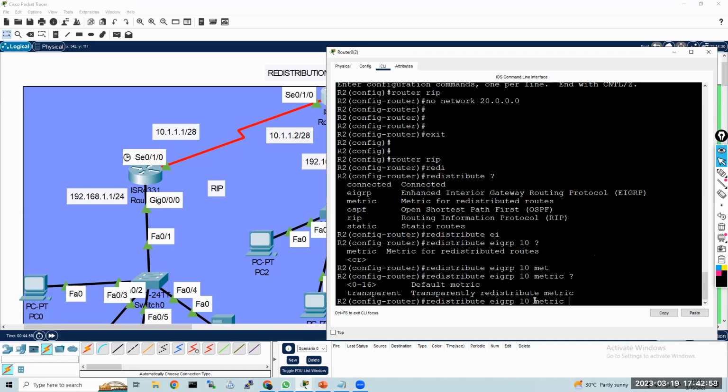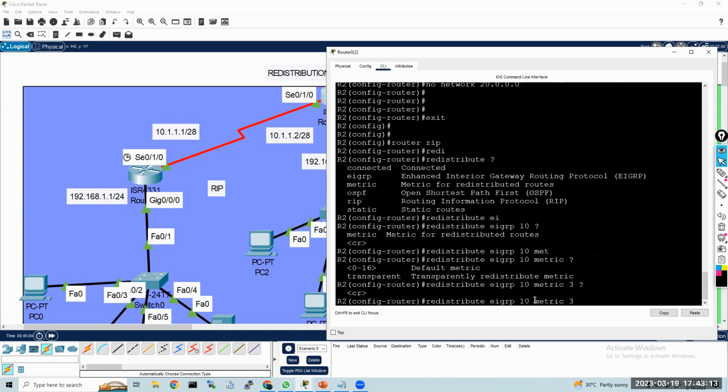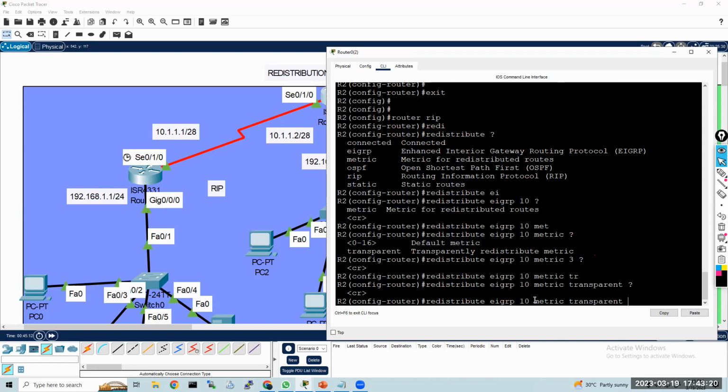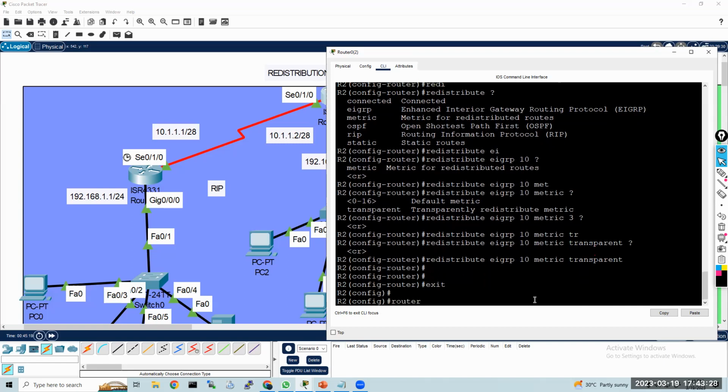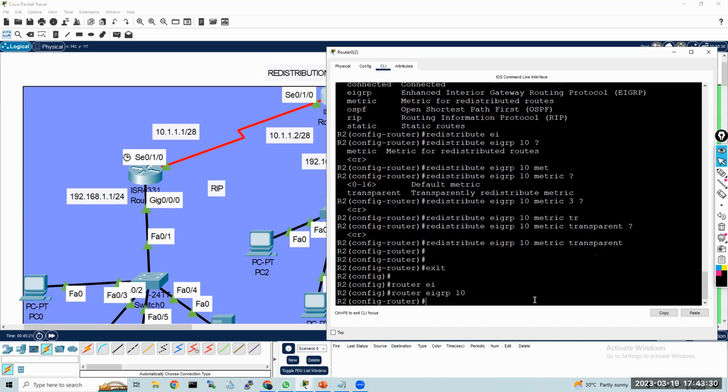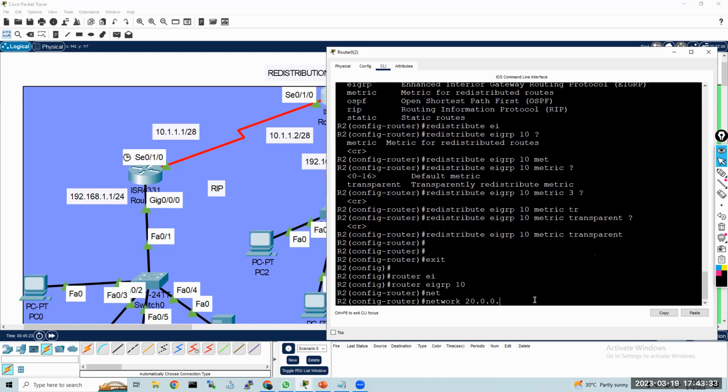So metric is asking what the metric is. Right now we are using 3 routers, you know, right? We have to give the metric values. Let's say I'll give 3, because 3 hop count, 3 routers we are using. Or else we can give transparent also. Let it take automatically. Okay, then exit. Okay, router EIGRP 10 network 20.0.0.0.